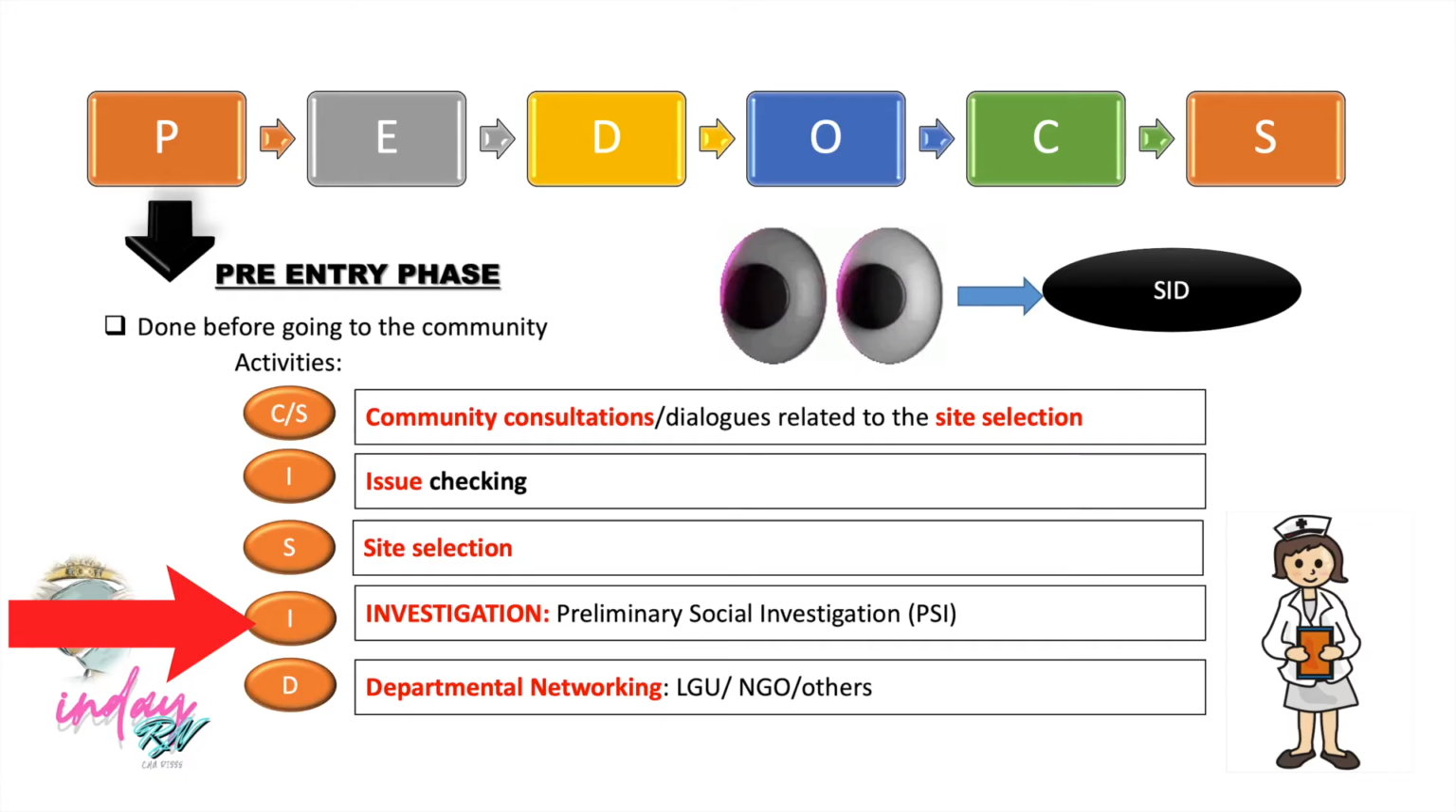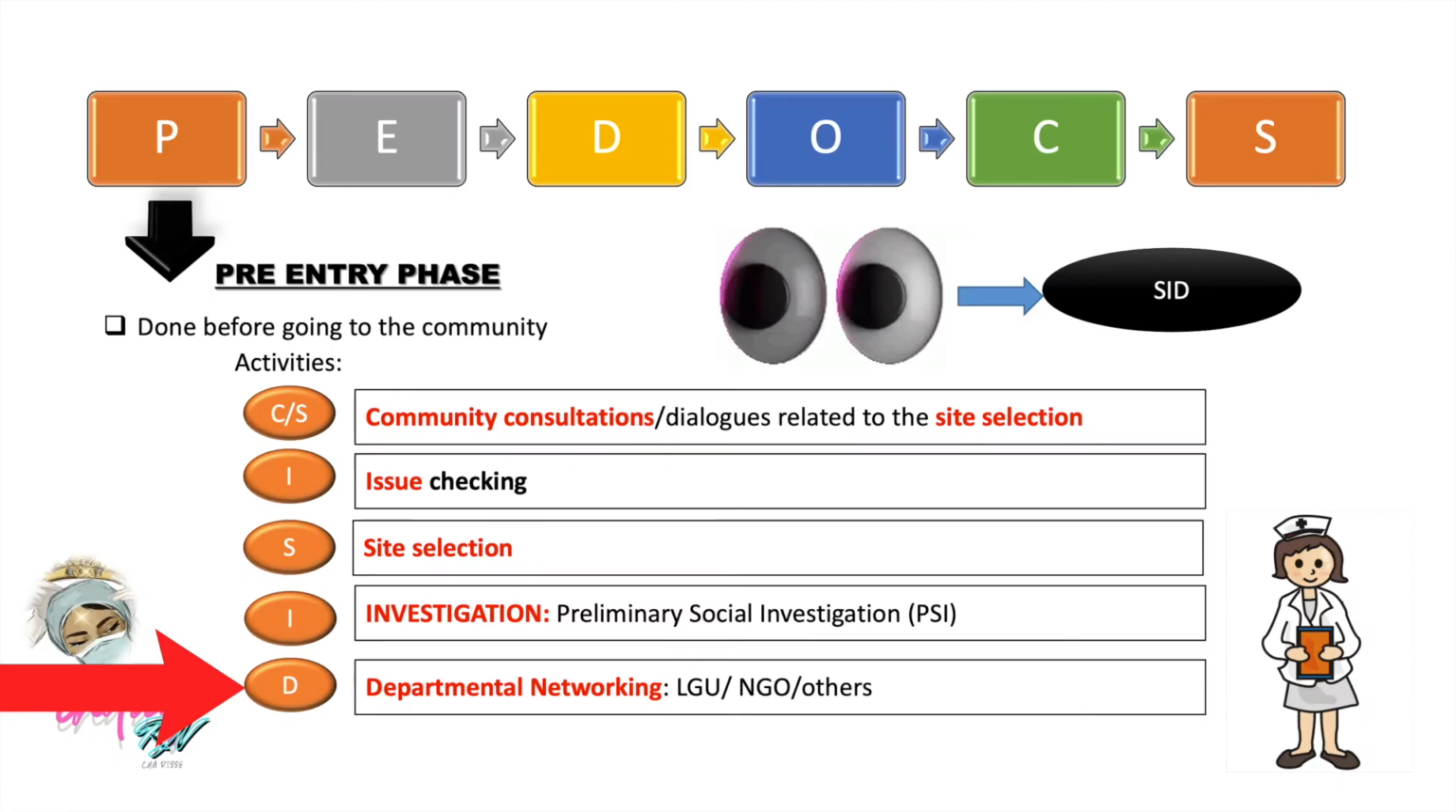Moreover, here in the preliminary social investigation or PSI, you need to conduct ocular observations, noting the accessibility, geography, terrain, settlement patterns, and available physical resources. As I've mentioned earlier, you also need to check if the community has good access to health services. Because if not, then COPAR can be introduced in that community because they really need help. Do not forget that here in the pre-entry phase, you are only checking the overview of the community. You are not yet going deeply in your investigation because you are not yet with the community.